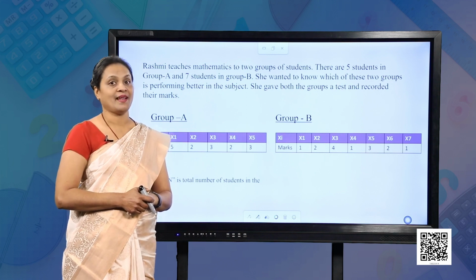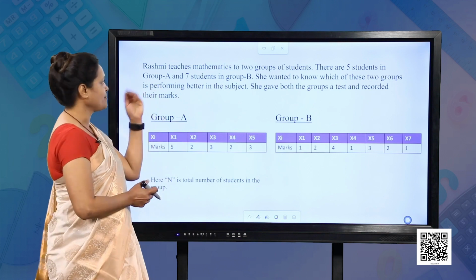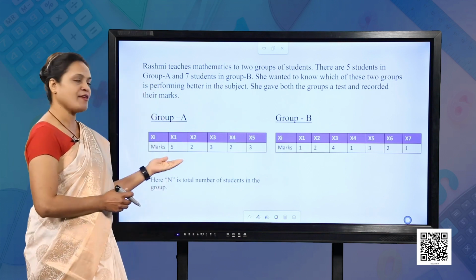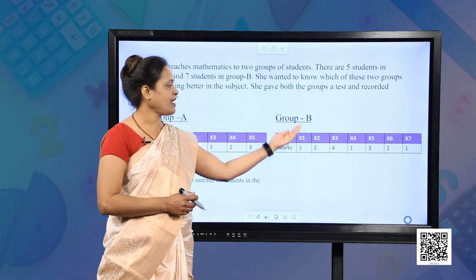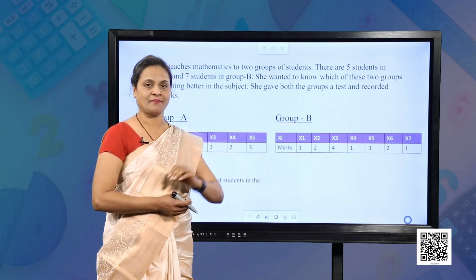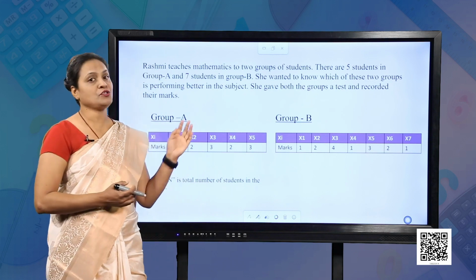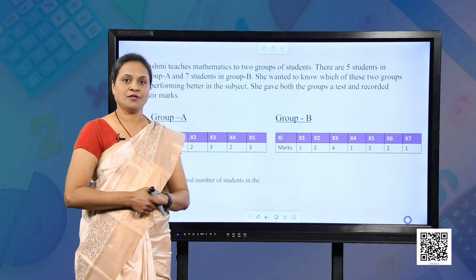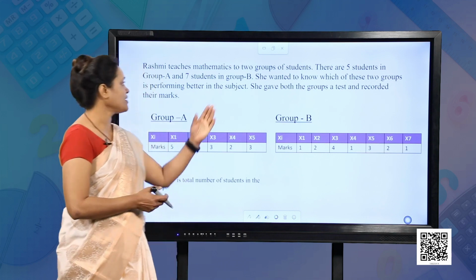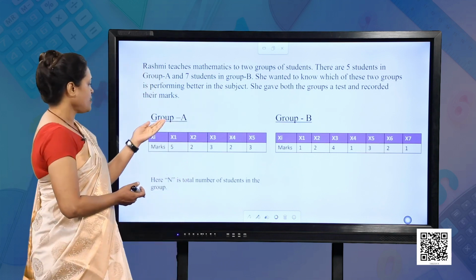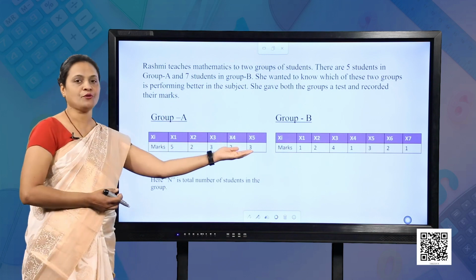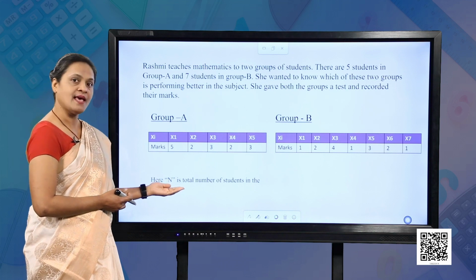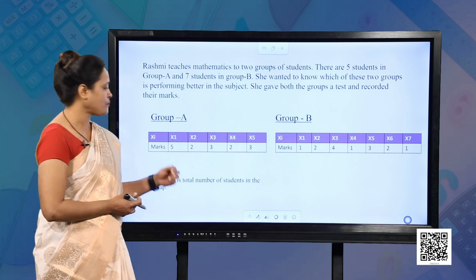With an example, I have a friend Rashmi. She teaches two groups of students, group A having 5 students and group B having 7 students. She wanted to know which of these two groups is performing better. She gave them a test and noted their marks. So, here are the marks of group A and group B represented by xi. N represents the total number of students in the group.